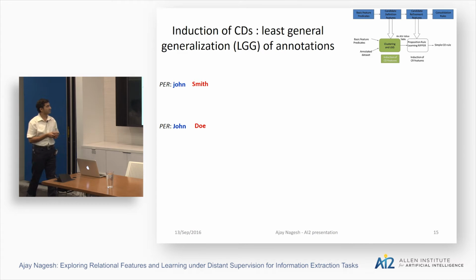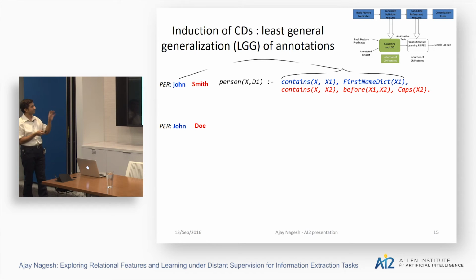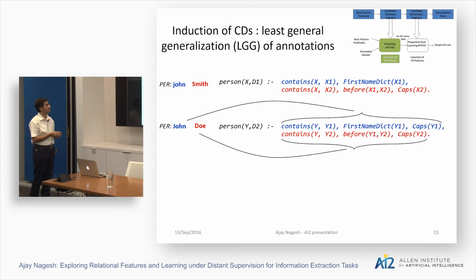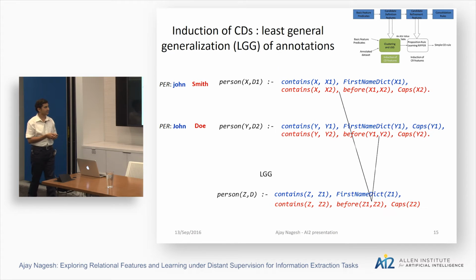So, least general generalization, explained with an example here. The idea is very simple. We are given these predicates, and we take two examples and want to find the general predicate that generalizes them, and it is just like the intersection. It is the least upper bound of the given pair of clauses.